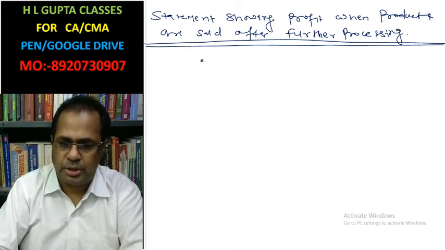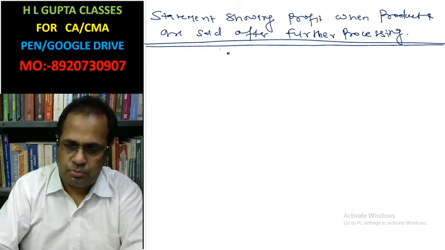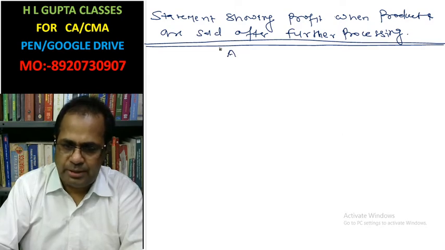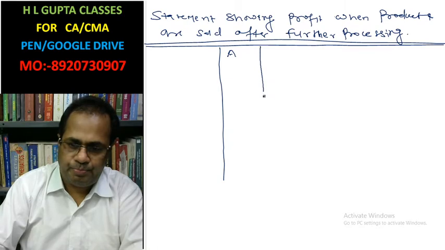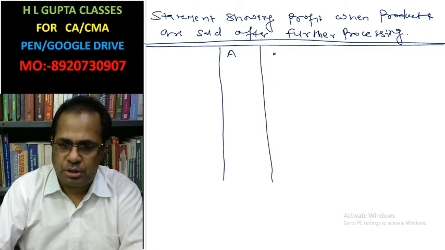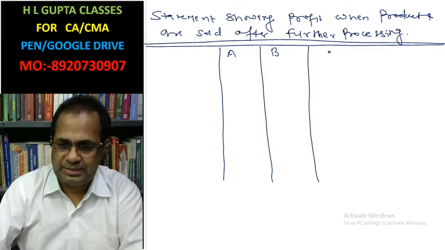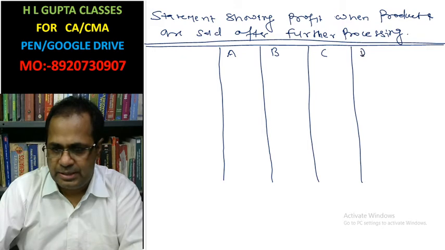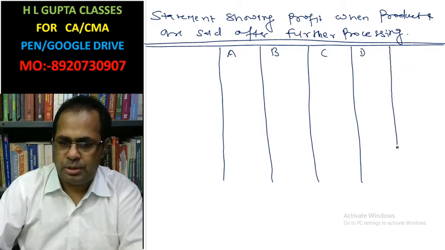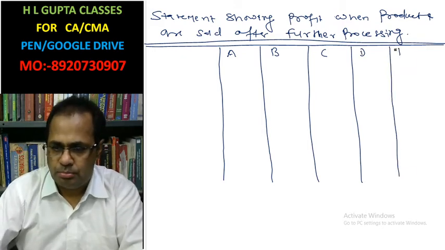Okay, look at it. This is product A. This is product B. This is C. This is D. This is total.